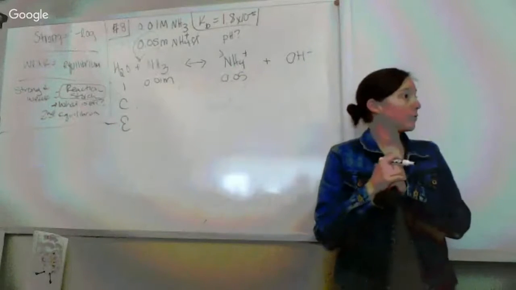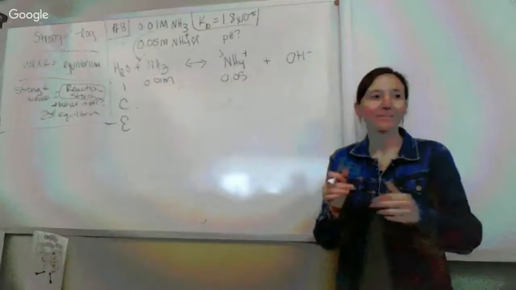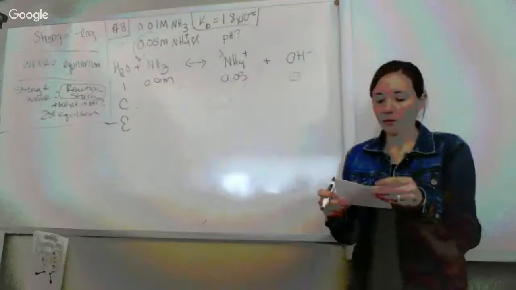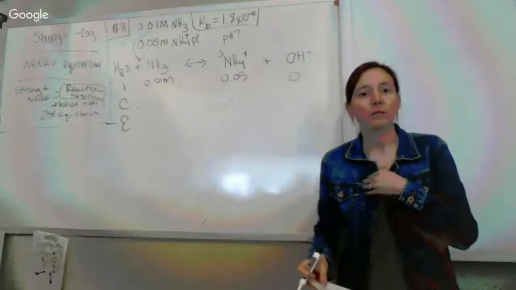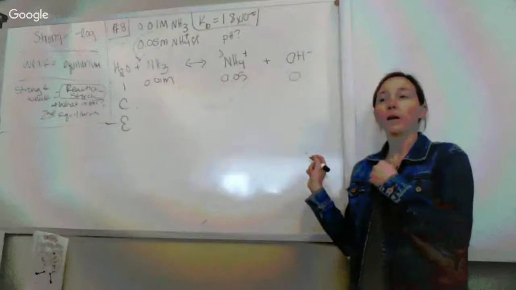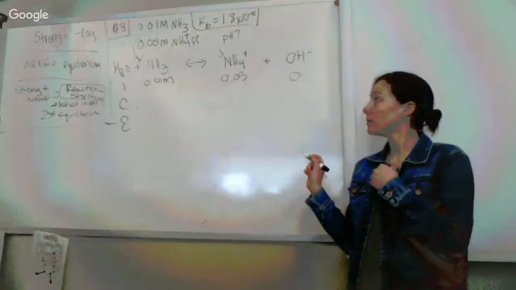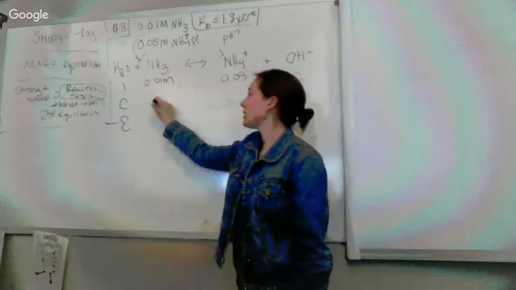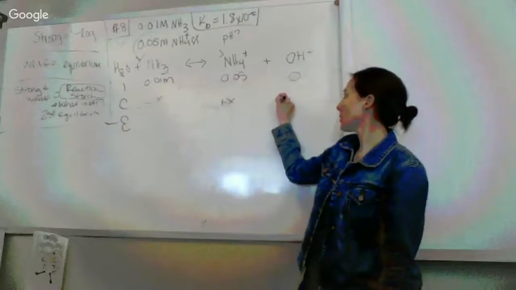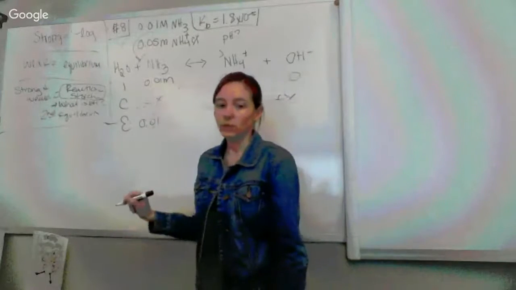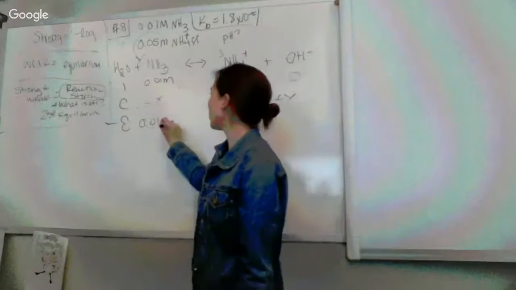Do I have any OH? Nope. So that's going to be a 0. So which way does my reaction run? It's going to go to the right. And I know that because no OH, so we have to make OH. So I'm going to minus X, plus X, plus X. 0.01. Should I lose a significant figure?